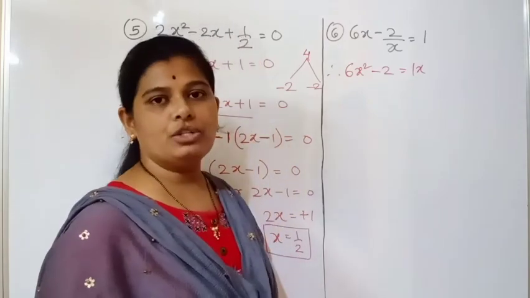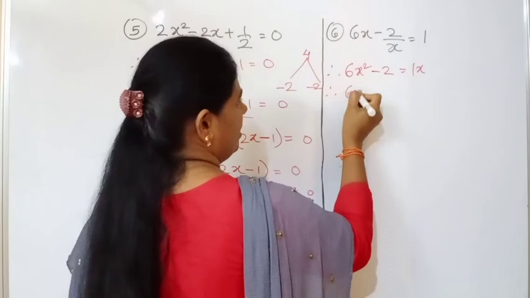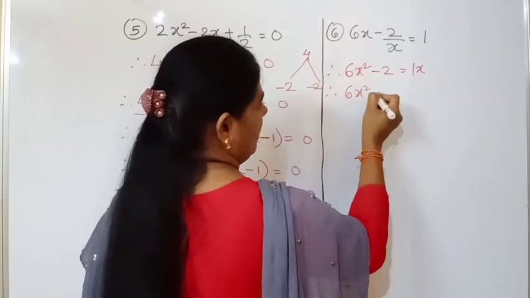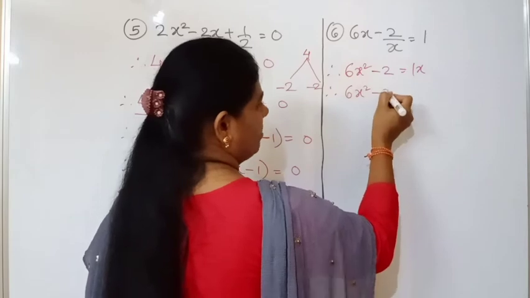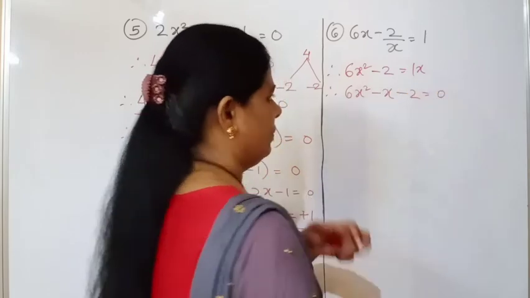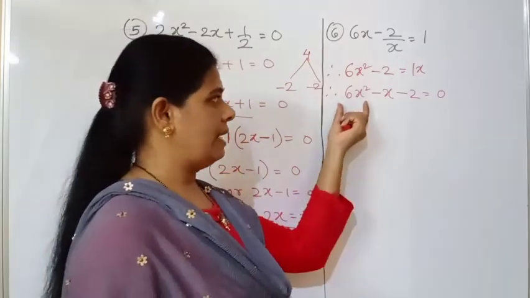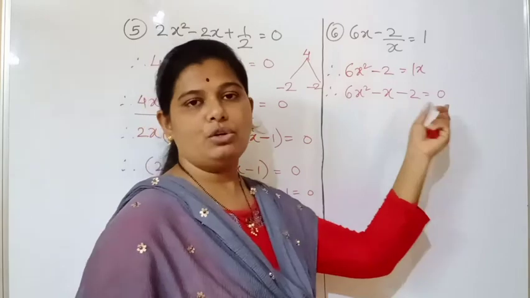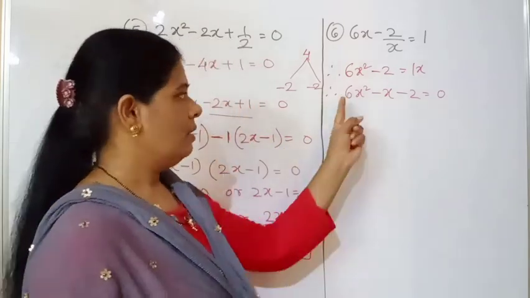Now we have to arrange the equation in a standard form. By arranging, we get 6x square. 1x will shift towards this side and you will get minus x minus 2 equal to 0. Okay, so we have arranged the equation properly now. 6x square minus x minus 2 equal to 0. Now we have to find the factors.